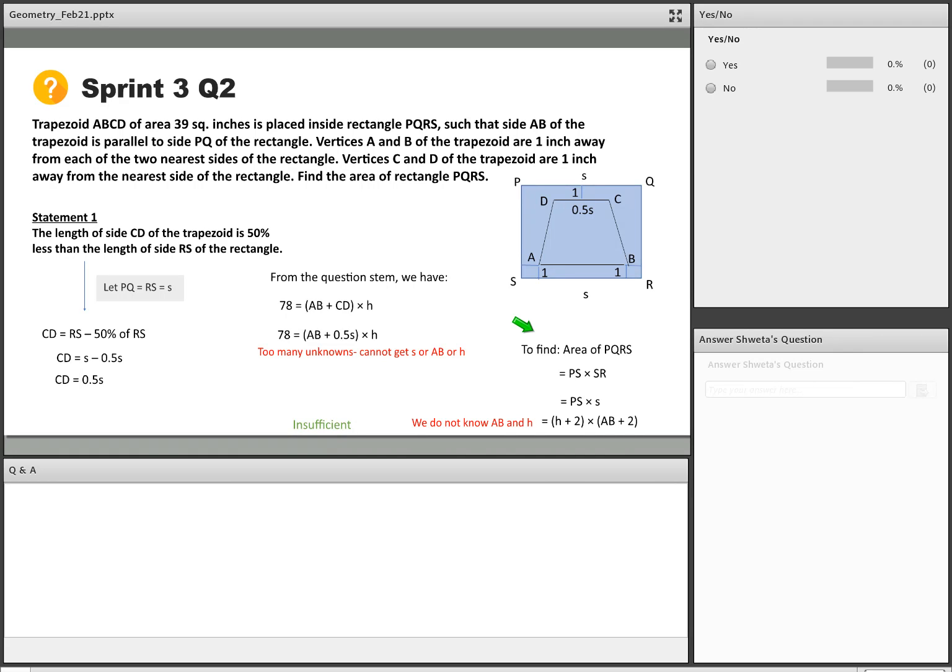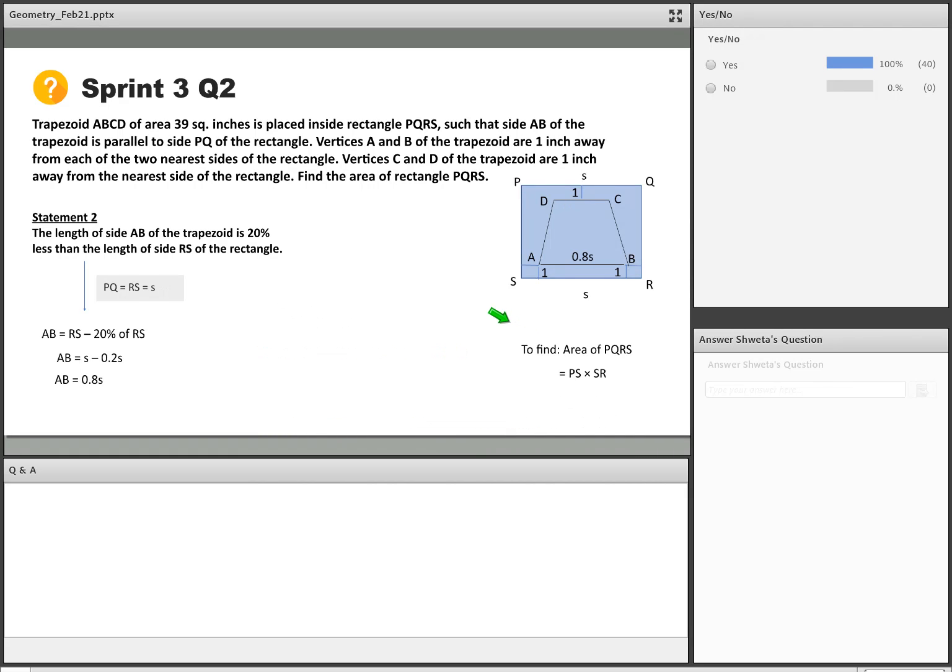In the yes-no poll, tell me if you're clear about statement 1. 100% people are confident. So all those who are participating, everybody is now confident about statement 1 being insufficient. Great. Let's now move together to statement 2.